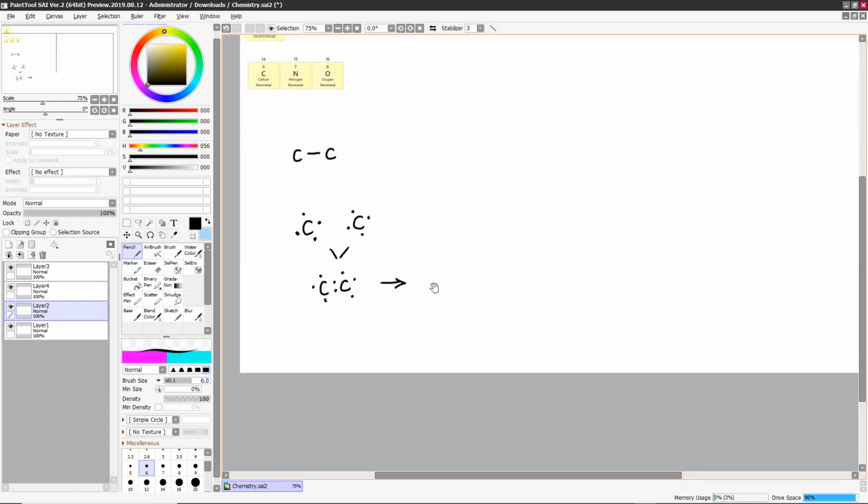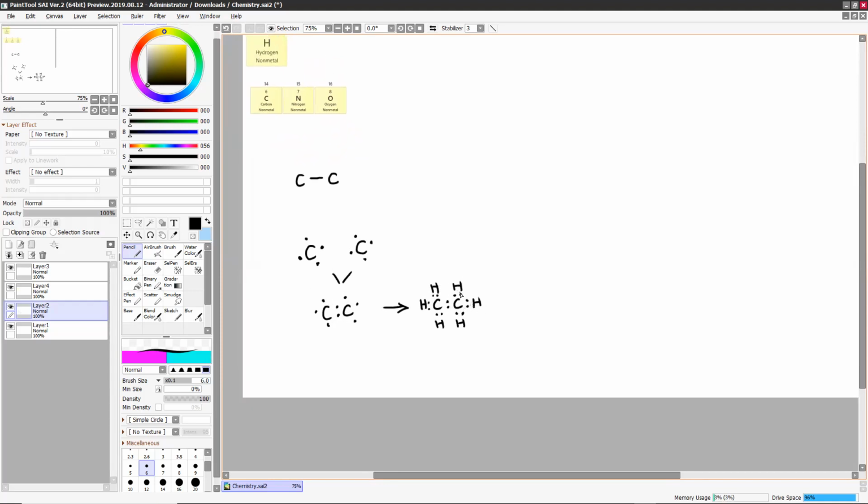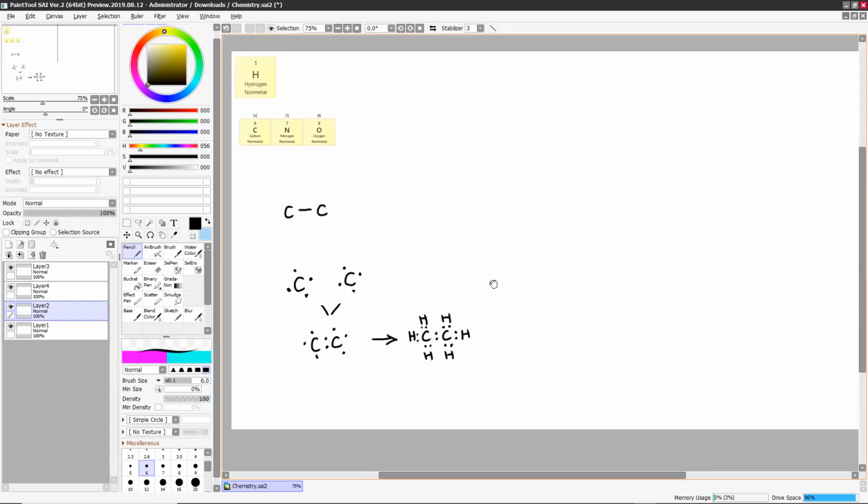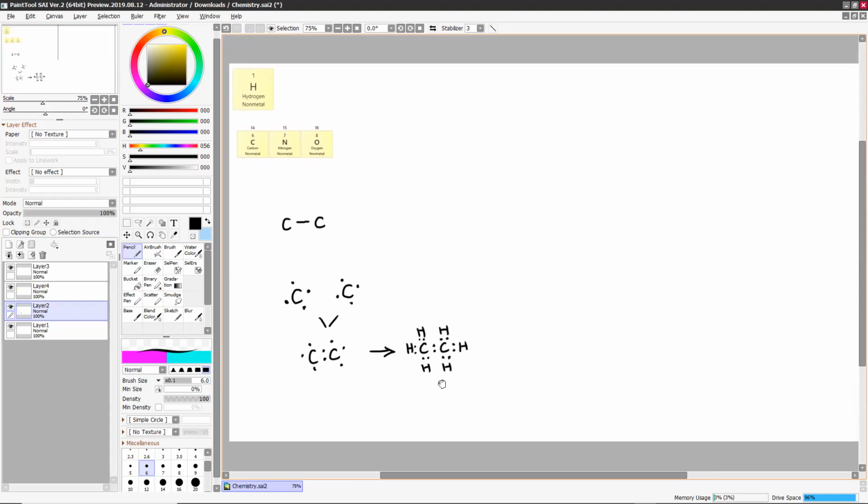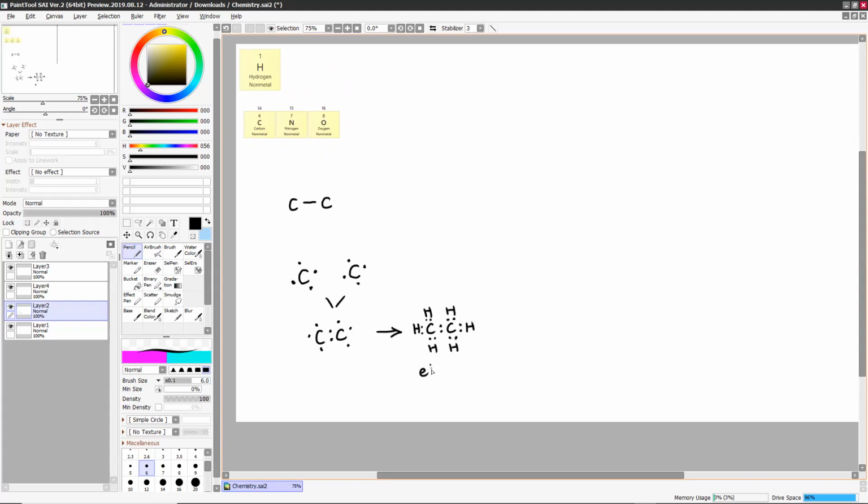And then it'll basically fill up all of its empty spots with hydrogen electrons. And that will look like this. Now look, every carbon atom is satisfied because it has 8 electrons in its shell and it's full. So right now, we've created a molecule called ethane.